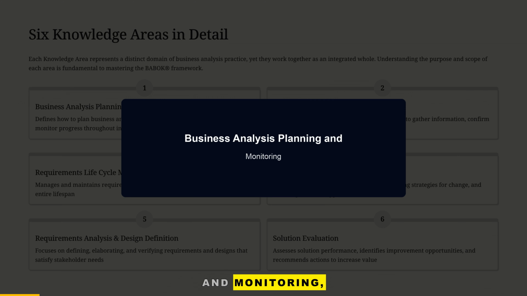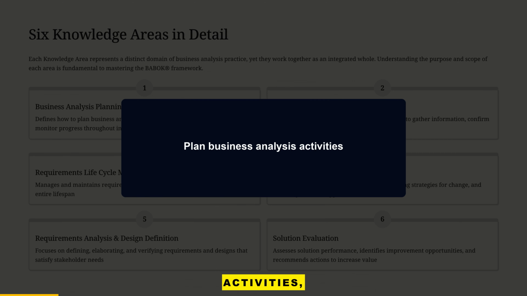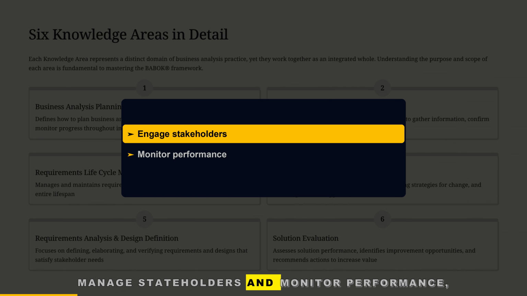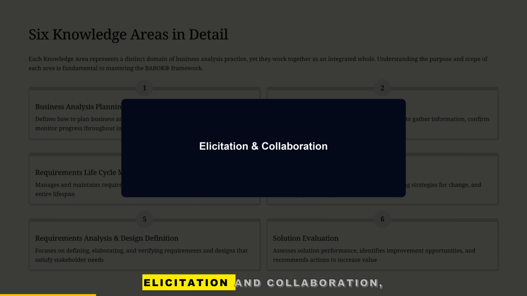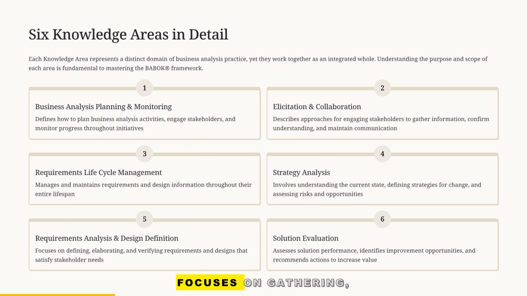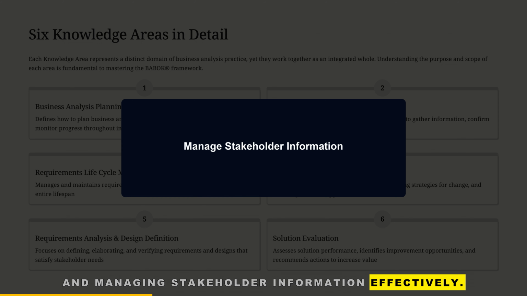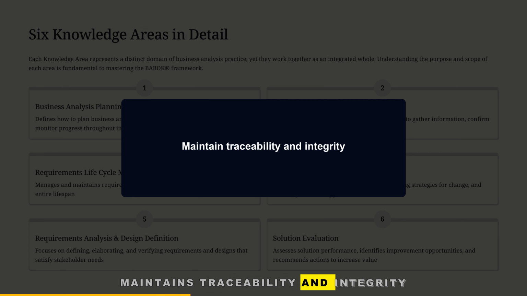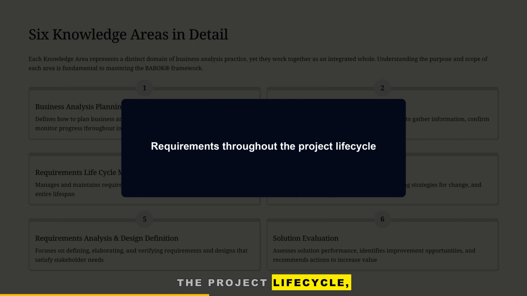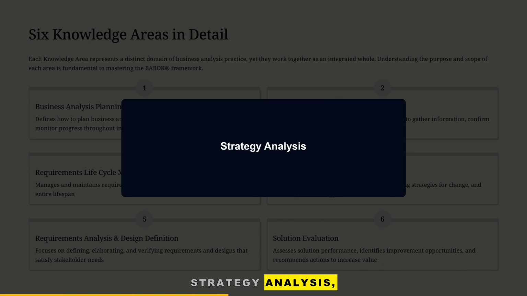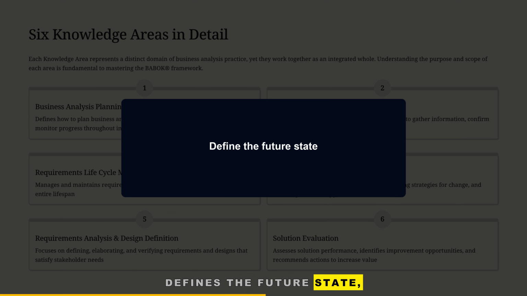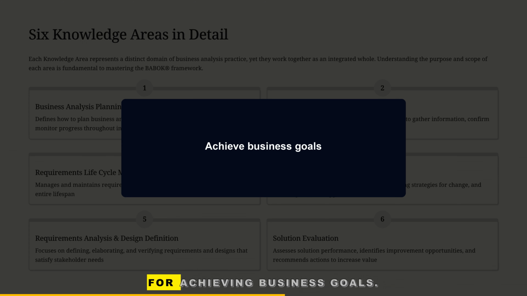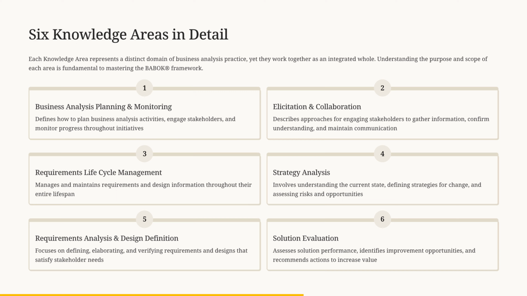Business analysis planning and monitoring defines how to plan BA activities, manage stakeholders, and monitor performance. Elicitation and collaboration focuses on gathering, validating, and managing stakeholder information effectively. Requirements lifecycle management maintains traceability and integrity of requirements throughout the project lifecycle. Strategy analysis assesses the current state, defines the future state, and evaluates potential strategies for achieving business goals.